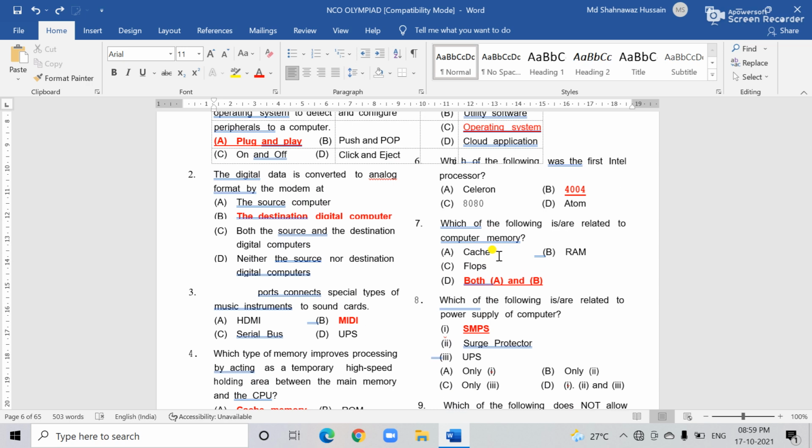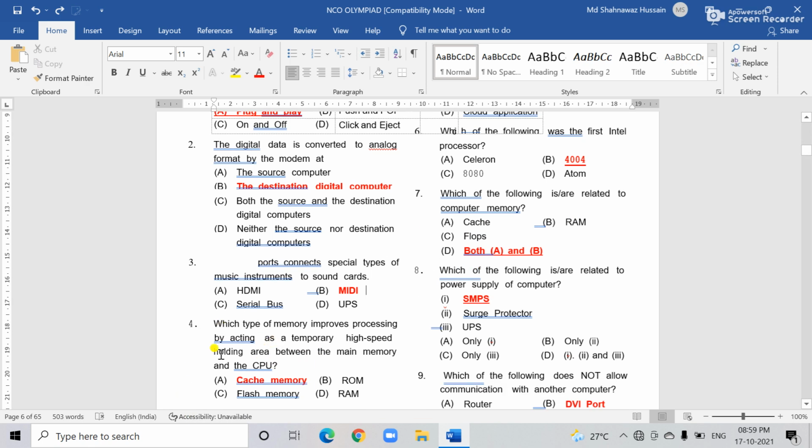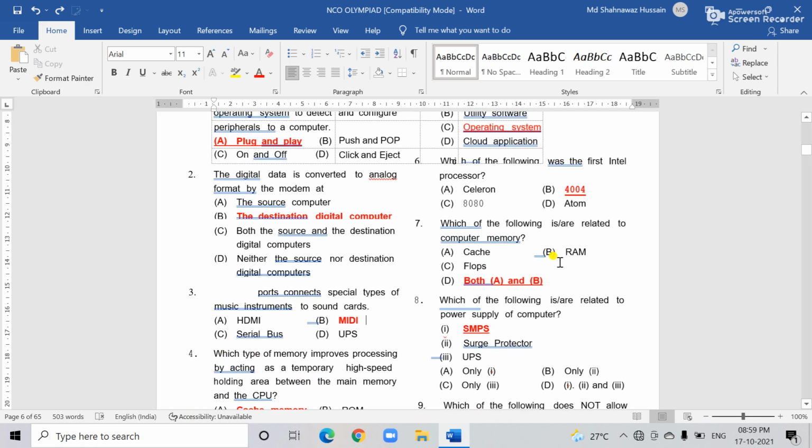Here you see the cache is one type of memory. RAM is also one type of memory, and next you see the floppy, which is not a type of memory. So the correct answer is both A and B. These both are computer memory. Cache memory you already learned in the four number question. And the next is the RAM, random access memory, or read-only memory. These are the memories. So the correct answer is the number D, right?